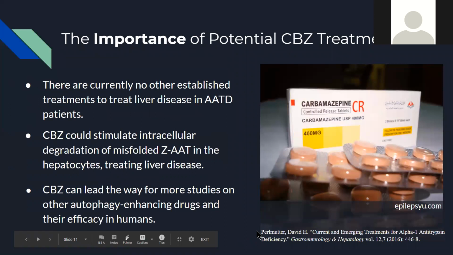So the preclinical study, as well as the ongoing clinical trial, is very important for these patients, especially those suffering from the resulting liver damage. And currently, there are no other established treatments to treat liver disease for these patients. And due to the results of the preclinical study, CBZ could potentially increase degradation of the toxic Z mutant protein in hepatocytes as a way to treat the resulting liver disease. And this drug can also lead the way for other studies on other autophagy enhancers and their efficacy in patients, as these enhancers could possibly be used for other genetic diseases associated with toxic protein aggregation, such as Alzheimer's or Parkinson's.